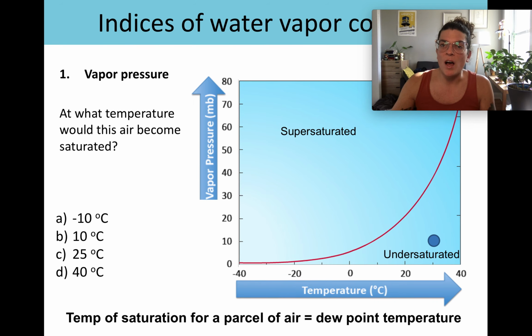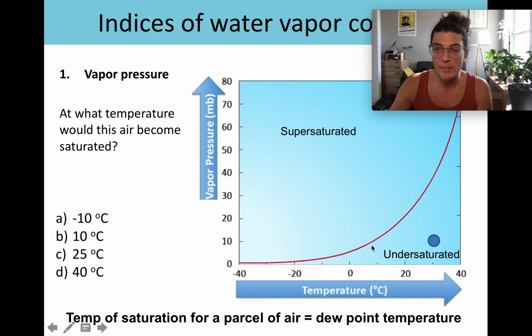So let's say we've got this parcel of air here. It's 30 degrees Celsius, and we went out and we measured, and it has 10 millibars of water vapor. We took that measurement with our weather machine. So that parcel of air is undersaturated. If we want this air to become saturated, we want this parcel of air to be on this line, what can we do? We can either add water vapor or we can subtract the temperature.